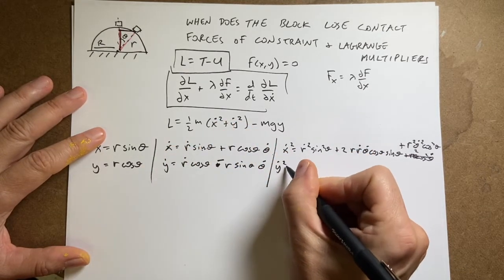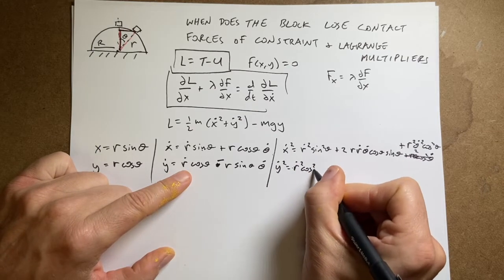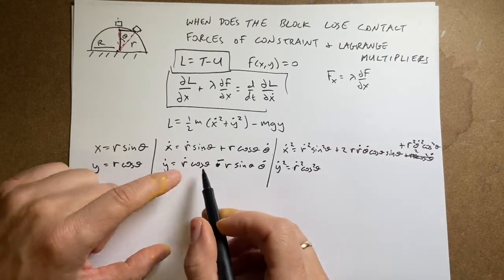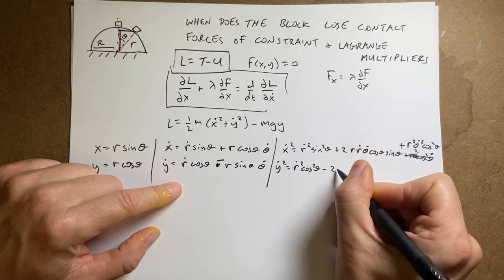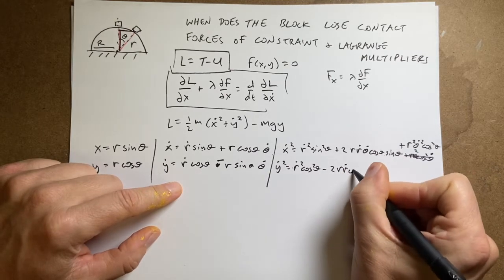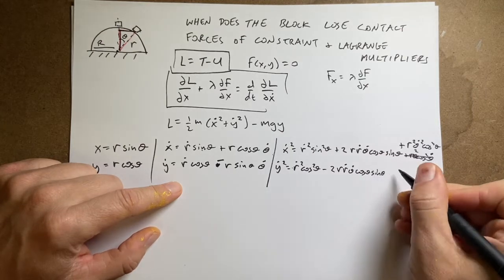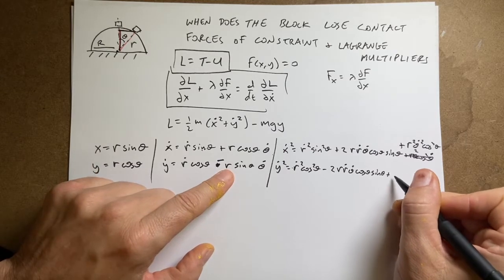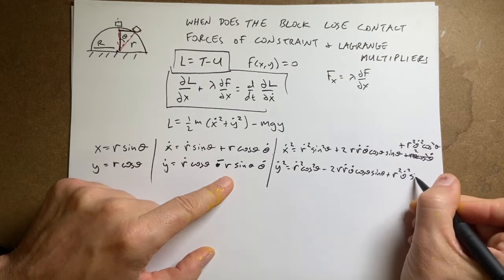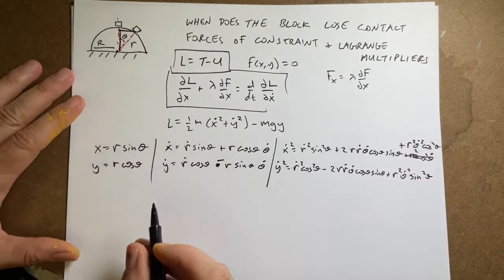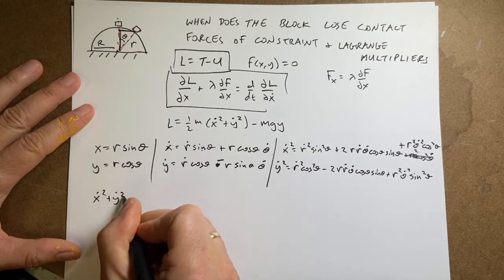So y dot squared is going to get this term, r dot squared cosine squared theta. Now I'm going to get this times this plus this times that, so I get minus 2 r dot theta dot cosine theta sine theta plus this squared, so it's going to be r squared theta dot squared. I move the theta dot over, sine squared theta.